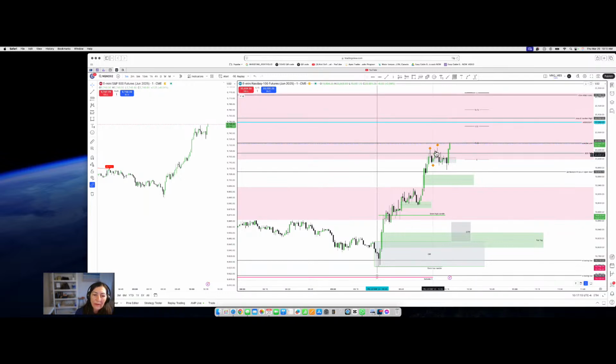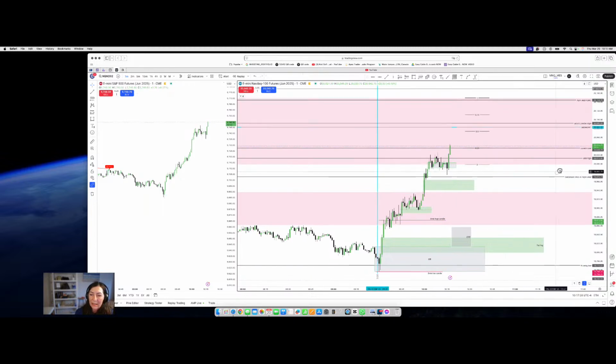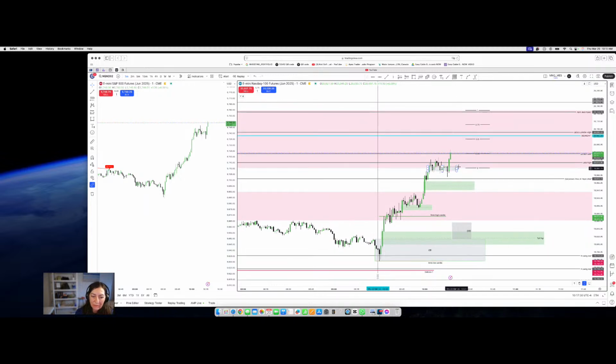So we have no fair value gaps in here. We have a lot of wicks. I would rather see a breaker block form with strong body movements above and below. And we didn't get it here. So this is not something I would trust.